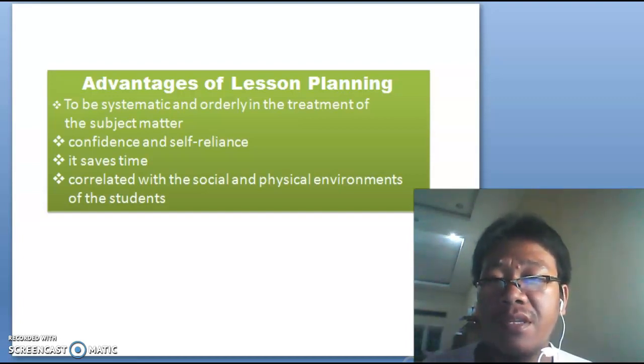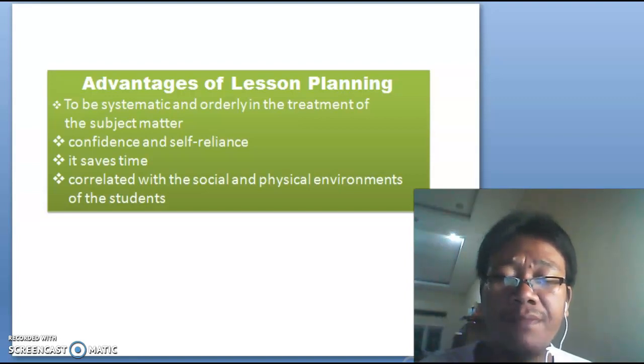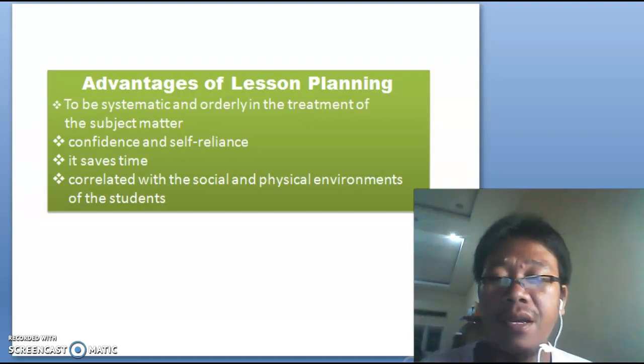So what next advantages of lesson planning? Confidence and self-realization. Confidence and security. So these are the advantages of a lesson plan. And the next advantage is it saves time. It means that by having a well-designed lesson plan, we can save our time. And then the last advantage of lesson planning is that it is correlated with the social and psychological environments of the students.